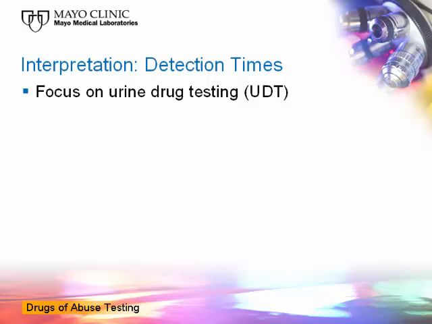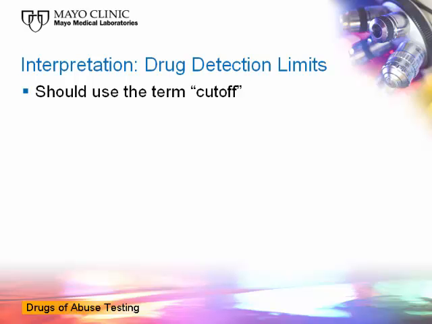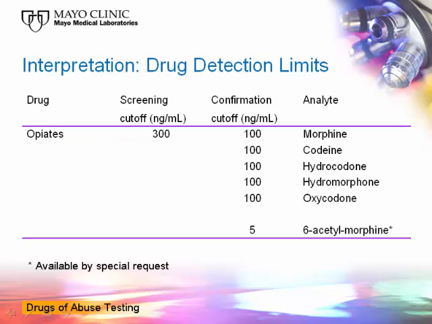And for the rest of this discussion on detection times, we will be focusing on urine drug testing, mostly because it is the most frequently used type of sample for the assessment of drug use. Now, another thing to remember is how long we can detect a drug depends on how low we can detect our drug. In other words, what is our detection limit? Now, you'll see frequently the term cutoff, and the reason we use the term cutoff is because a positive result is reported if the concentration measured is above that pre-specified value or cutoff.